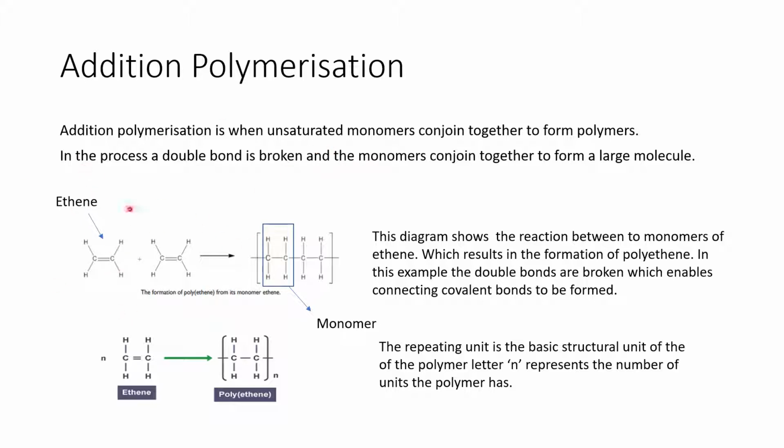Addition polymerization is when alkenes, like this, or unsaturated monomers, conjoin together. In the process, a double bond is broken, and the monomers conjoin together covalently. In this reaction, you have ethene reacting with each other, forming polyethene. The double bond is broken, and the 2 monomers conjoin to each other, and these are covalent bonds here. This is the repeating unit, and this is the basic structural unit of the polymer. The number N represents the number of units that this polymer has.